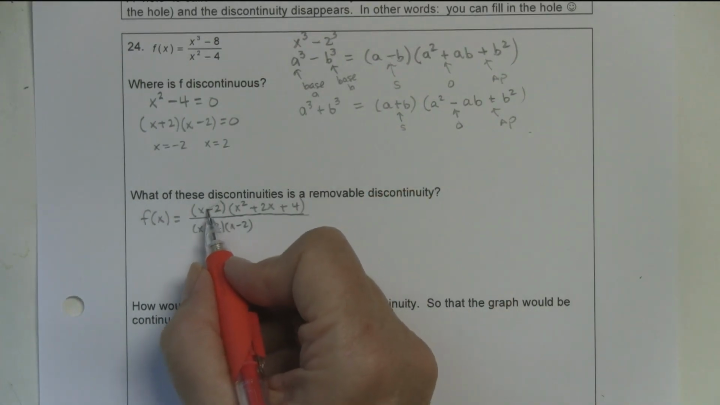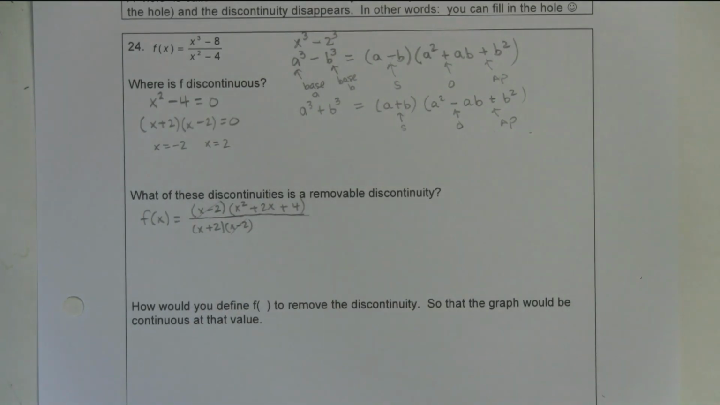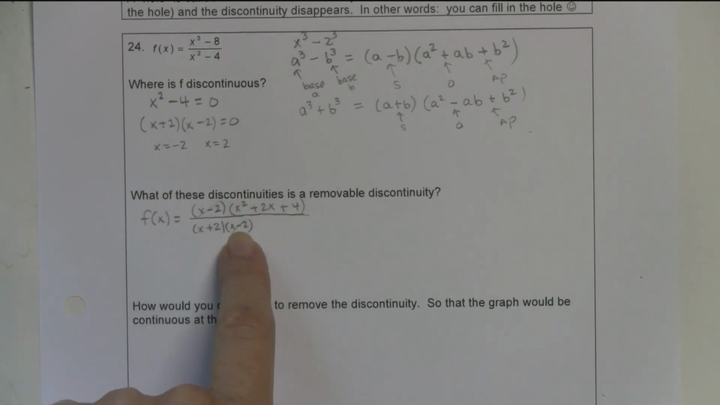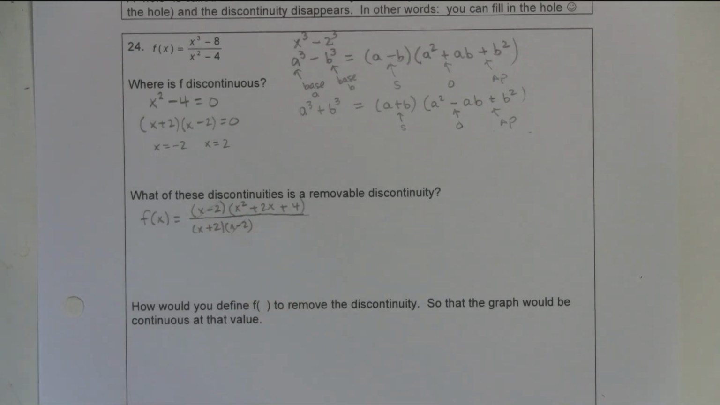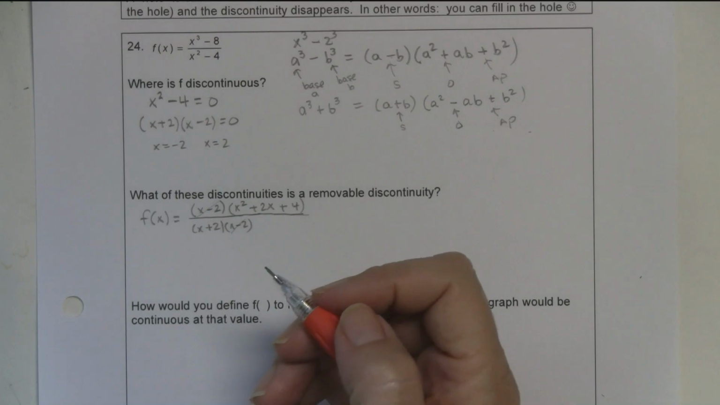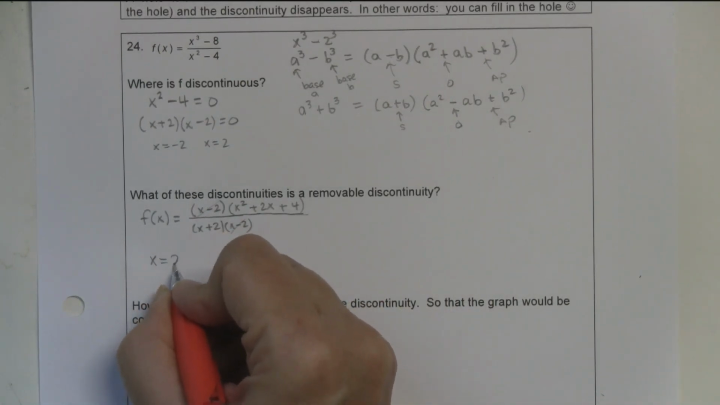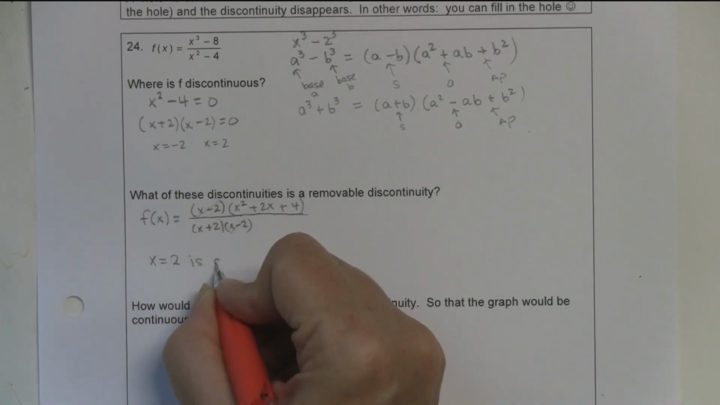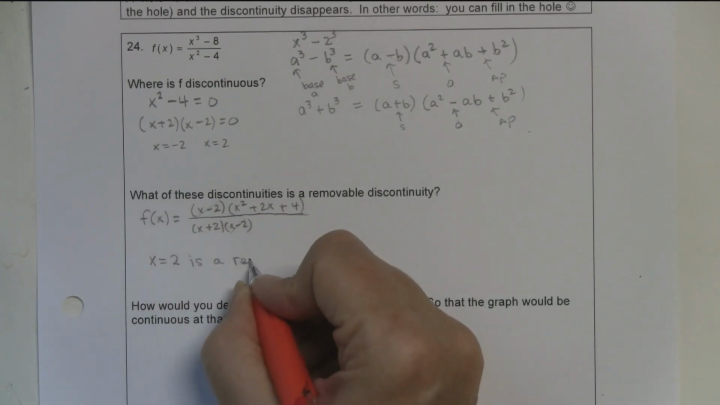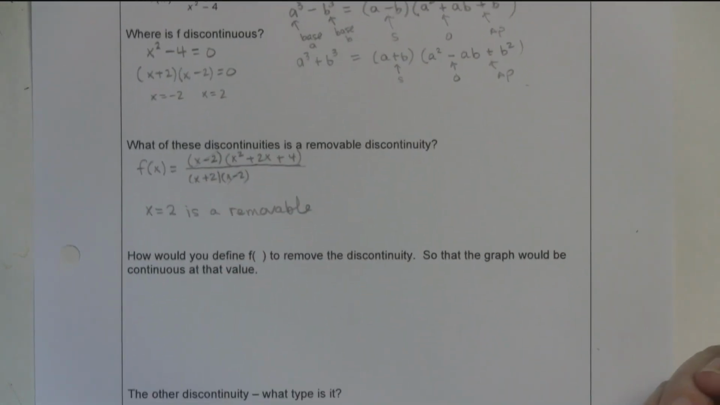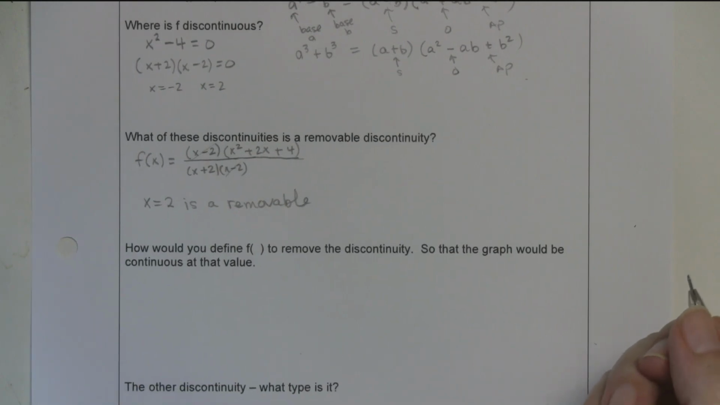So right here, what would reduce out is x minus 2. That was giving us x is 2. When x is 2, that's when our denominator is 0. And so that is the one that is a removable discontinuity. So which of these discontinuities is removable? x equals 2 is removable. So the place where x is equal to 2 is a removable discontinuity.